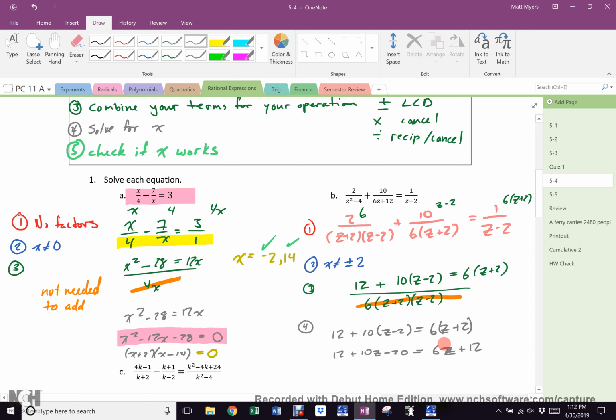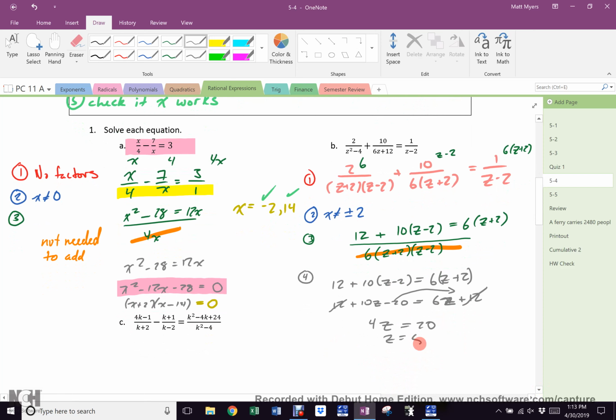Now what? Collect like terms. 4z, 12, 12. What happens? Cancel. Negative 20 moves over here and becomes what? What does z equal? 5. Is 5 an allowable answer? Yes, because it is neither plus nor minus 2. We can check it if we wish. Where would be the spot to check it?